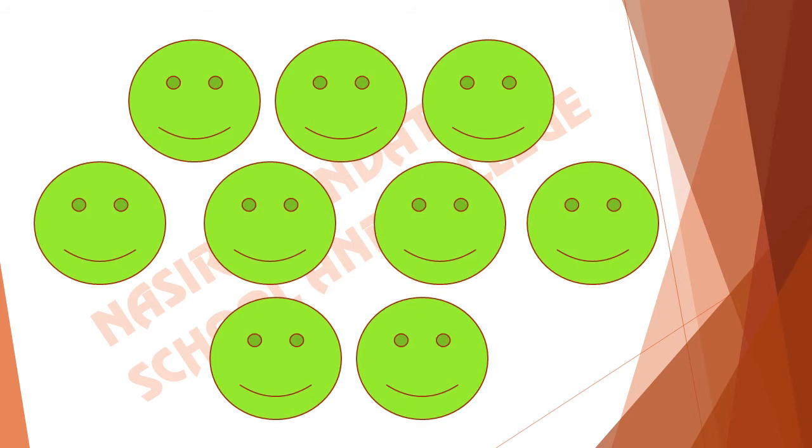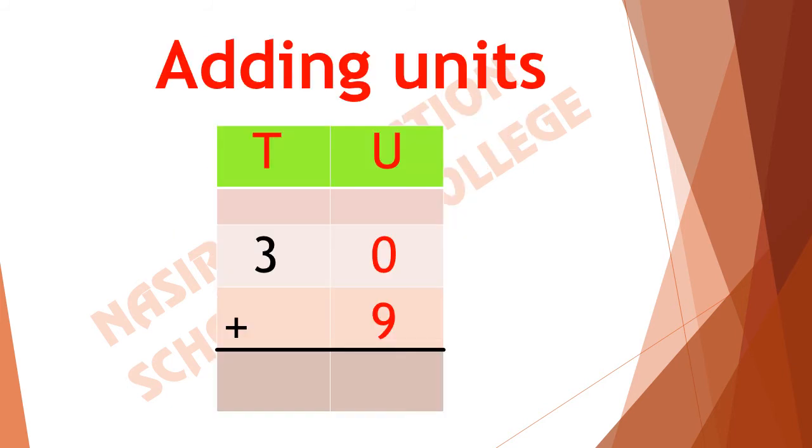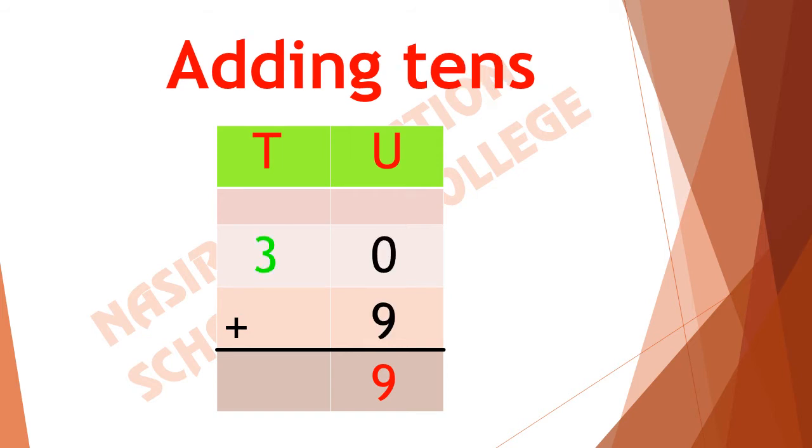In 9, if we add 0, it means we are adding nothing in it. So we are getting 1, 2, 3, 4, 5, 6, 7, 8 and 9. It means if we add 0 and 9, we get 9 because adding 0 means we are getting the same number. And in tens column we can see that there is only one number, that is 3. We have nothing to add in it. So we will write it as it is. It means if we add 30 and 9, we have the sum 39.